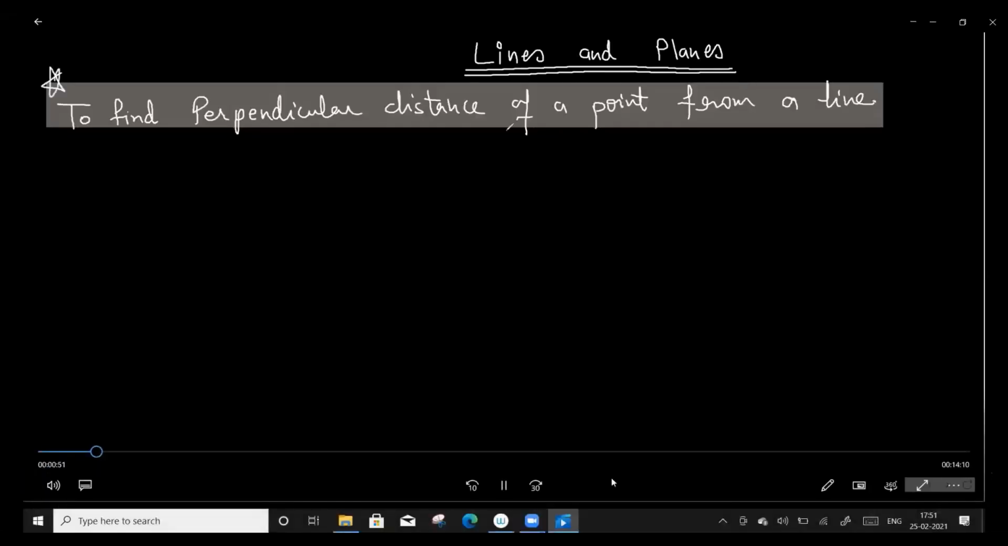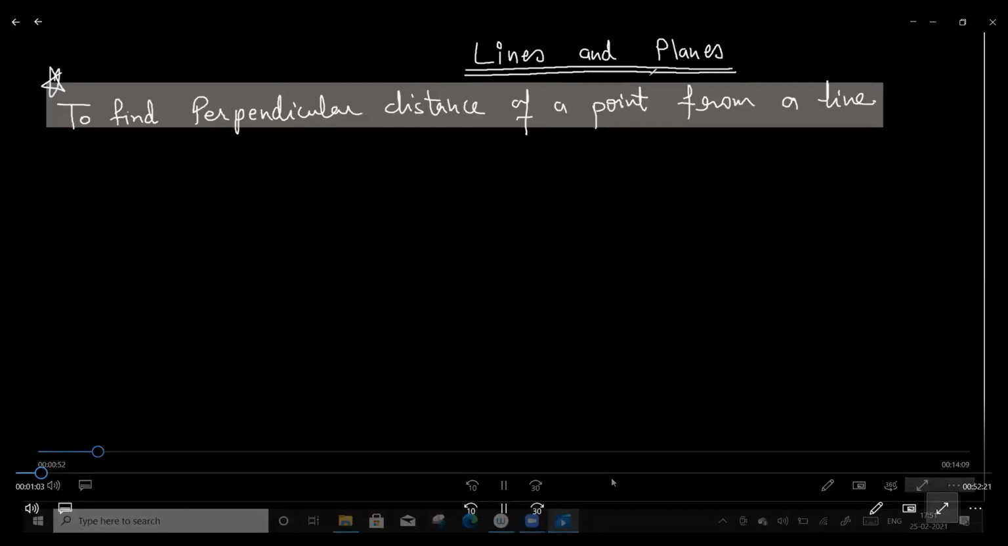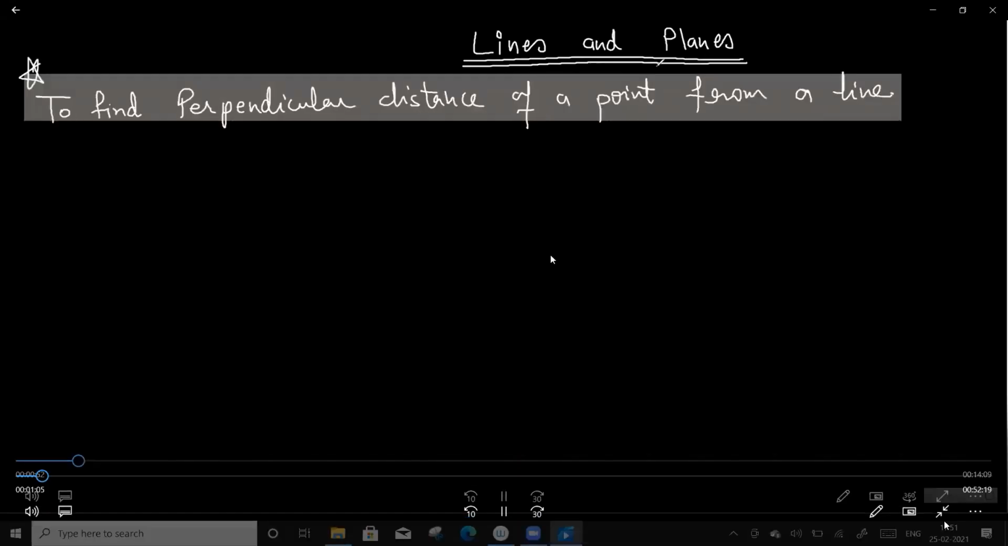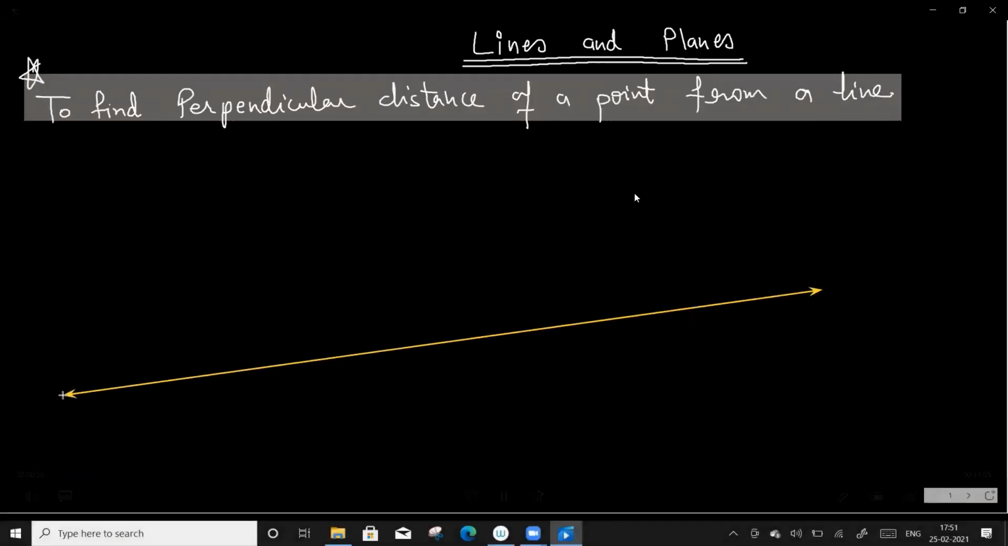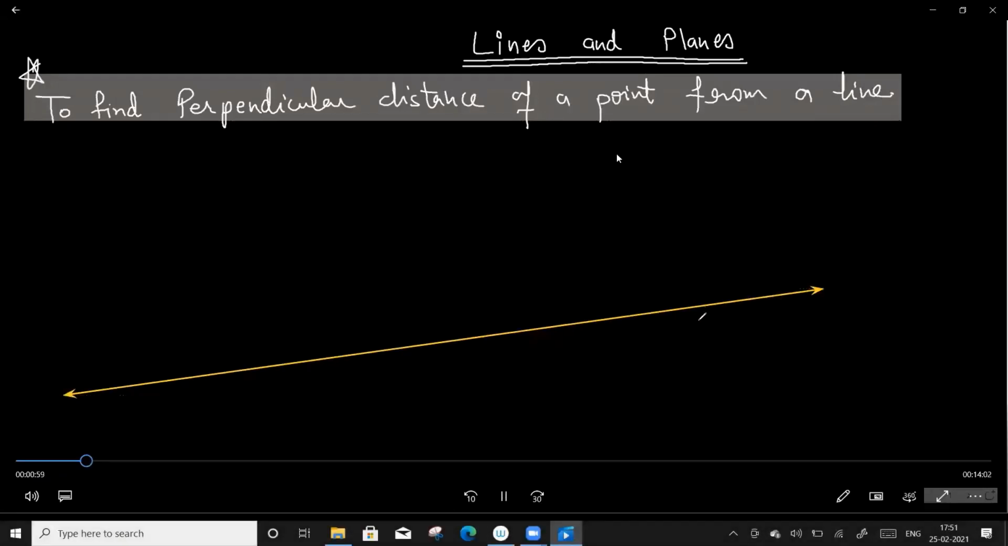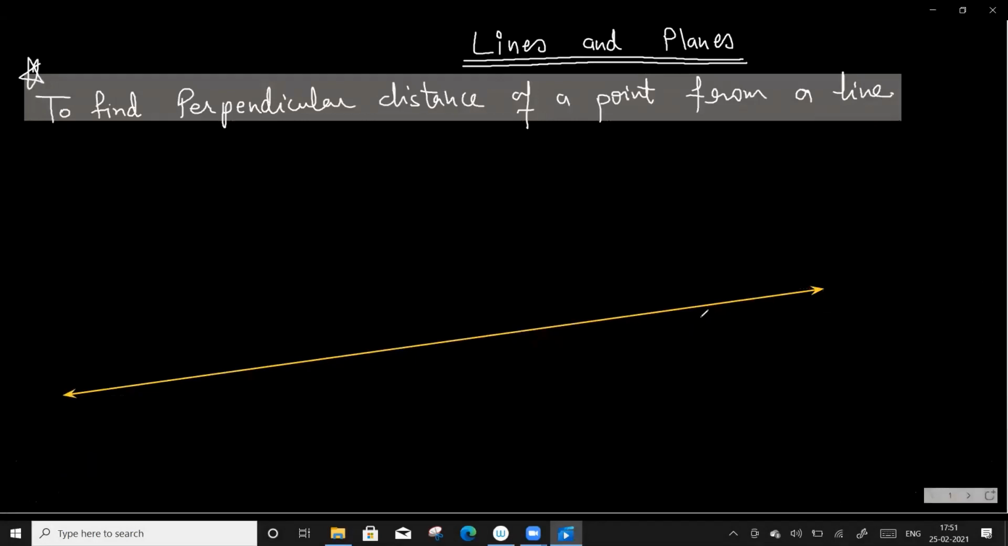How to find the perpendicular distance of a point from a line. In this, we are given a line, and this line is in 3D. It is a line in 3D space. It is not a two-dimensional line. It is a three-dimensional line.